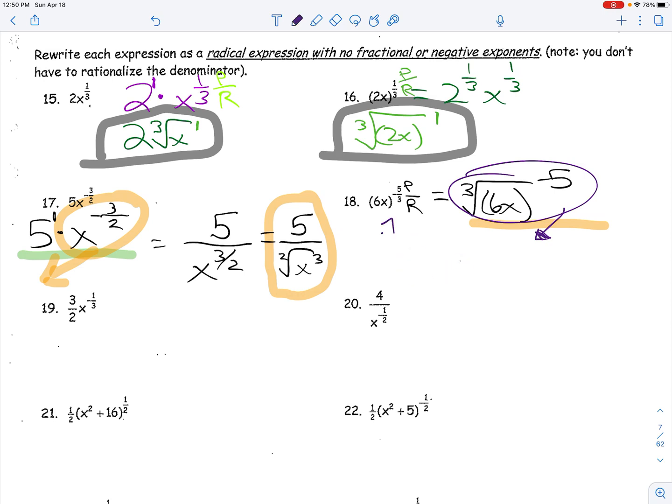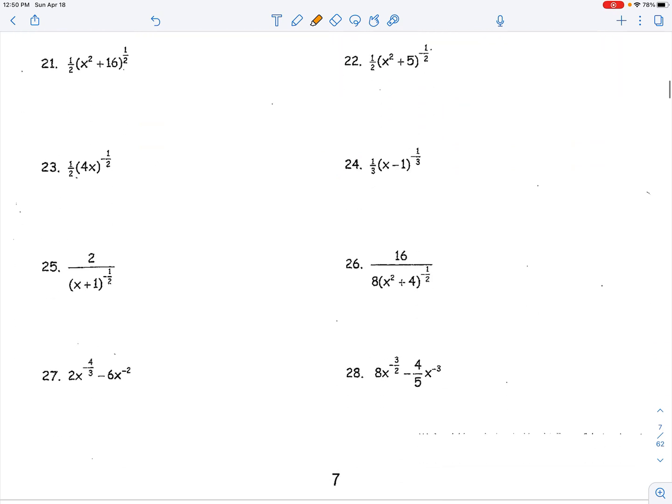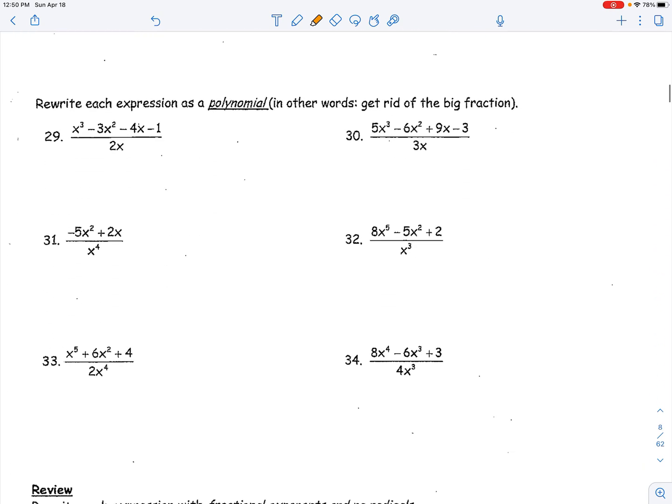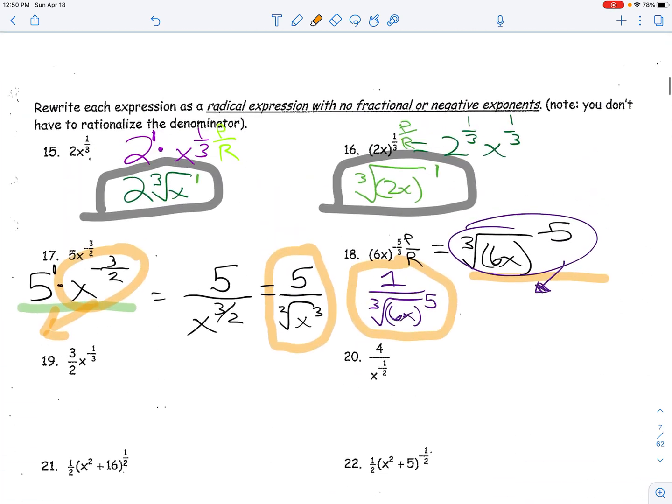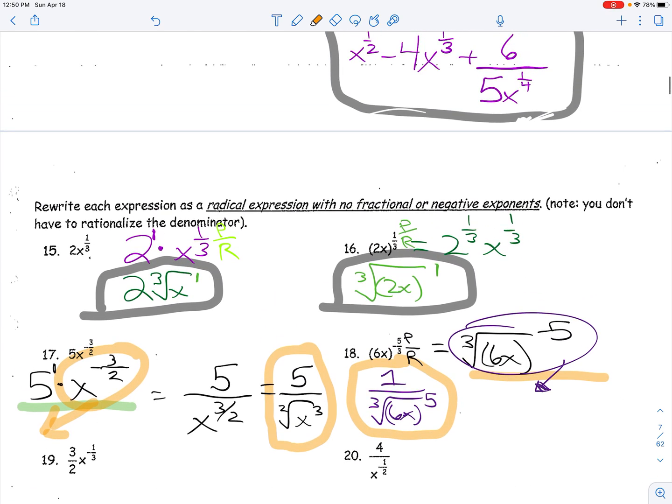Let me rewrite that a little nicer. 1 over the cube root of 6x, that whole quantity there, to the power of 5. There you go. That's a little better. All right, is your answer there for number 18, people, okay? Not too bad, eh? All right, so on the other side, I'll do some more of these guys here on page 7, and then we'll see what else we got going on after this. Doesn't look too bad so far. All right.